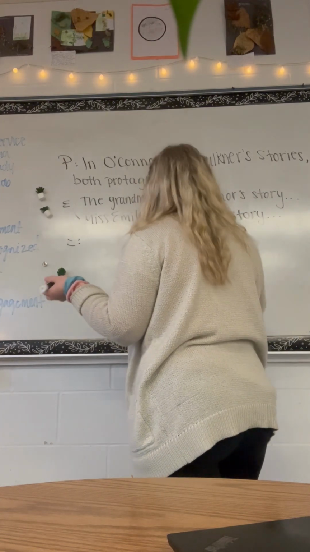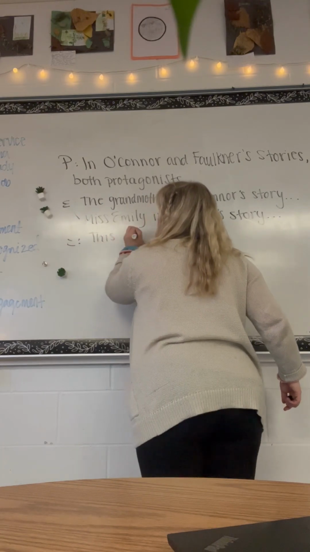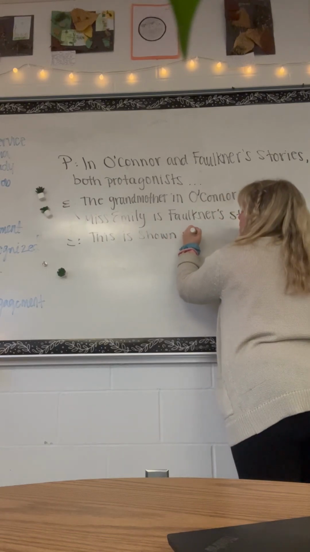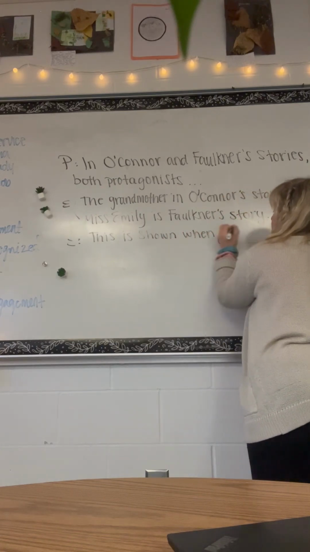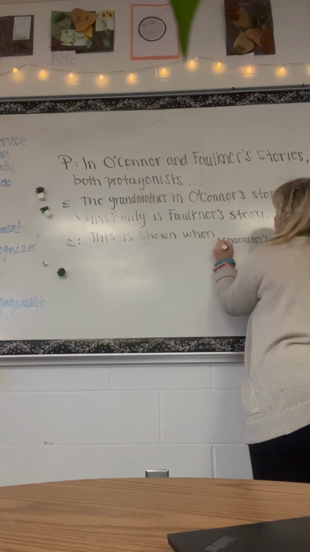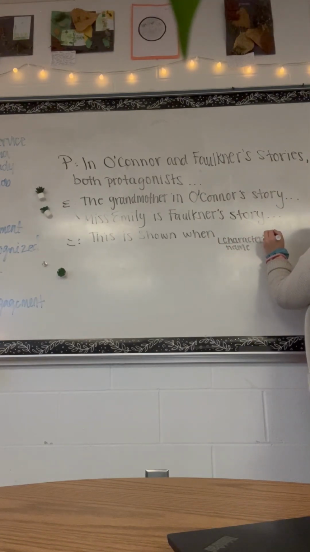Grandmother O'Connor's story, Emily Faulkner's story. This is shown when character's name. Be specific, especially because we're talking about two characters. When, I don't know, when they do something and then you have to explain it. This is shown when character's name says or does, then give the quote.